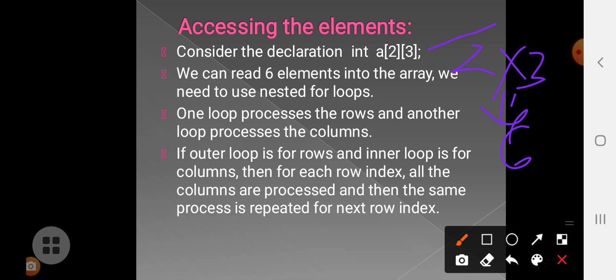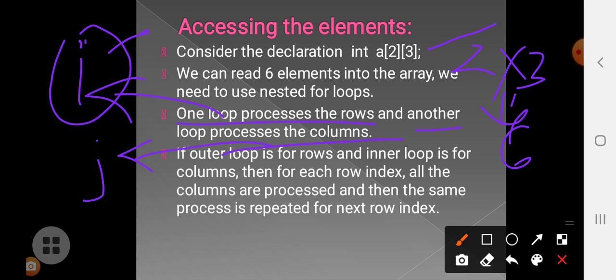One loop processes the rows and another loop processes the columns. So one loop I will call i, and another loop I will take as j. The outer loop is for rows and the inner loop is for columns. So this i loop is for rows, rows in the sense the number of row elements, and the j loop is for columns.